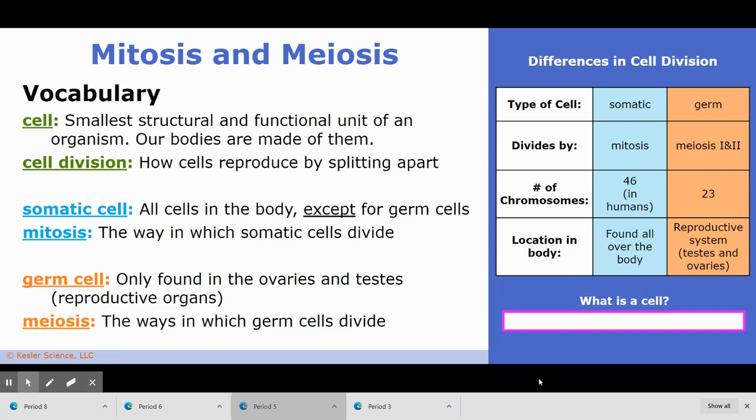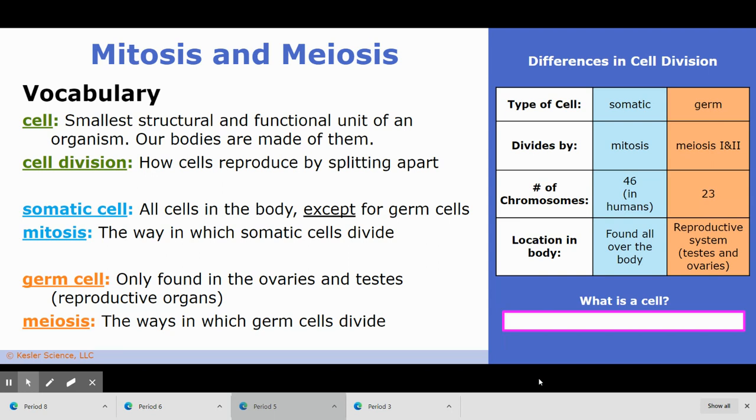On the right-hand side is a nice, neat table that organizes all these ideas. So for the type of cell, if we look at somatic cells, they divide through mitosis. The number of chromosomes in a somatic cell is 46 in humans. There are different numbers for different organisms. And where can you find them in the body? They're found everywhere. The germ cell divides through meiosis, and there are 23 chromosomes in the germ cells, like the sperm and egg. And the reproductive system is where you find the germ cells.